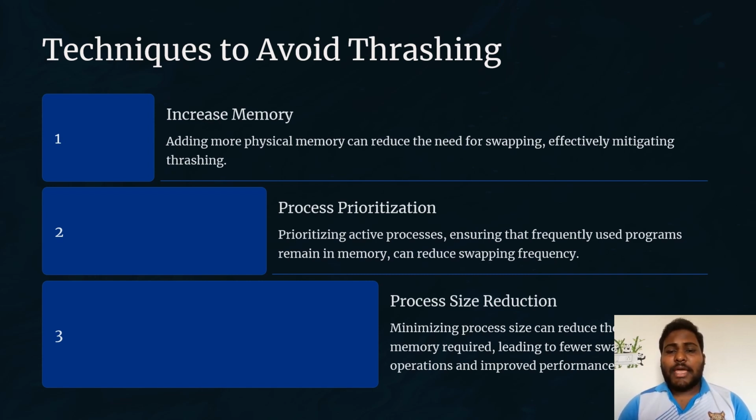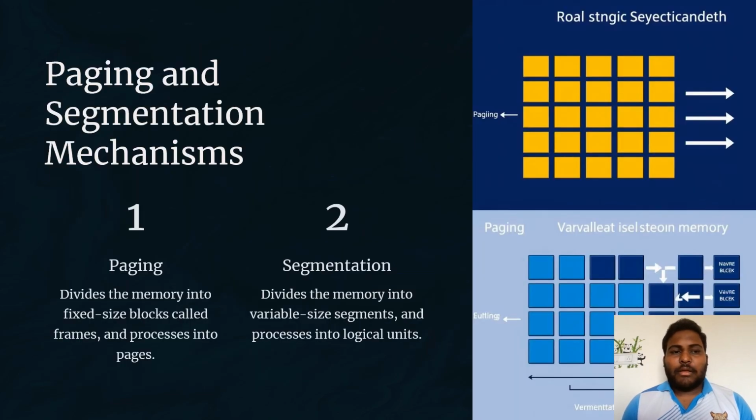Prioritization acts as a process enhancing this: keeping frequently used processes in memory can reduce swapping frequency. Using the process of optimization, we keep frequently used programs in the main memory to reduce the swapping process. And process reduction: minimizing the process size can reduce the memory requirement and improve system performance. Going to the paging and segmentation mechanism, as I said, we divide the process into small segments called pages and segments to improve the performance of the system.